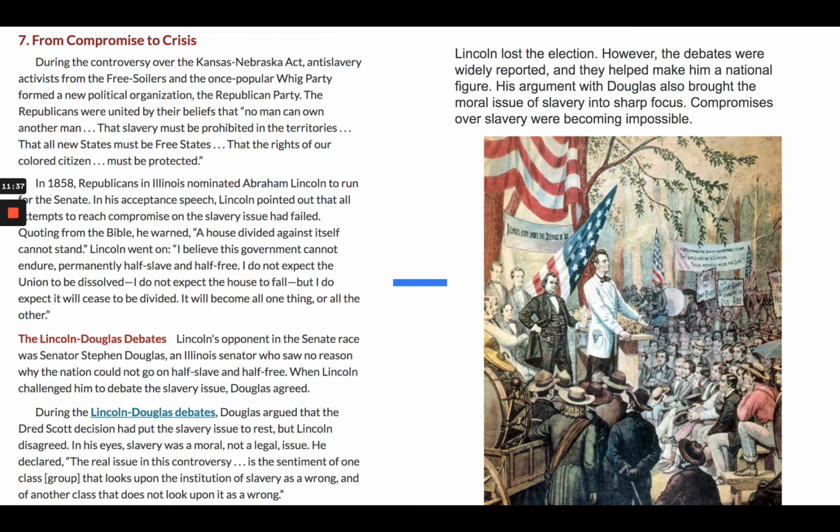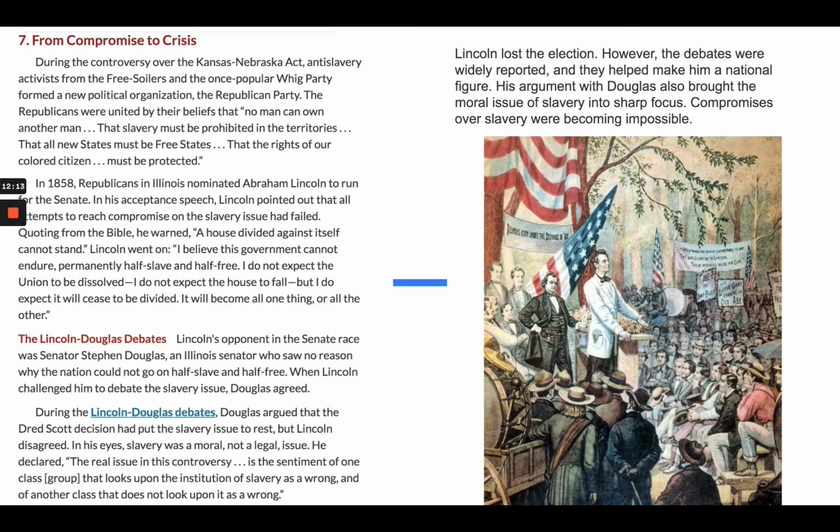So during the Lincoln-Douglas debates, Douglas argued that the Dred Scott decision had put the slavery issue to rest. But Lincoln disagreed. In his eyes, slavery was a moral, not a legal issue. He declared, "The real issue in this controversy is the sentiment of one class, that's a group of people, that looks upon the institution of slavery as wrong, and of another class that does not look upon it as wrong."